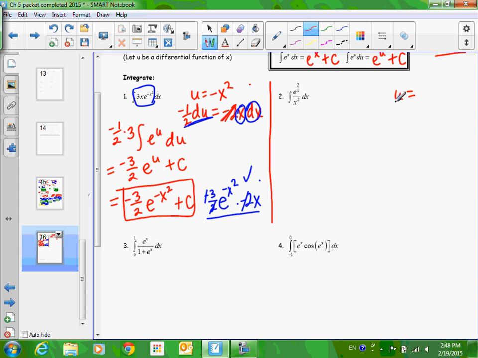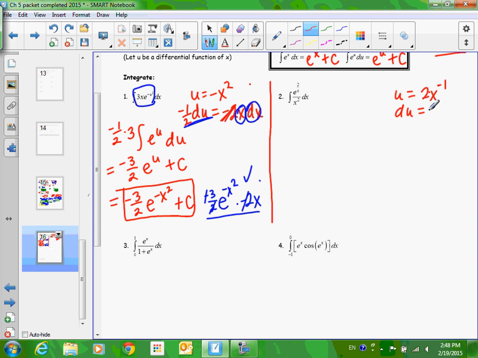2 over x. Is there another way I can write that? 2x to the negative first. Yeah, 2x to the negative 1. And that's going to be helpful because we got to do du next. And I don't want to have to use quotient rule to do just du. All right, so then du, remember derivatives. I know it's hard to go back and forth between derivatives and integrals. It gets easier the longer you do it.